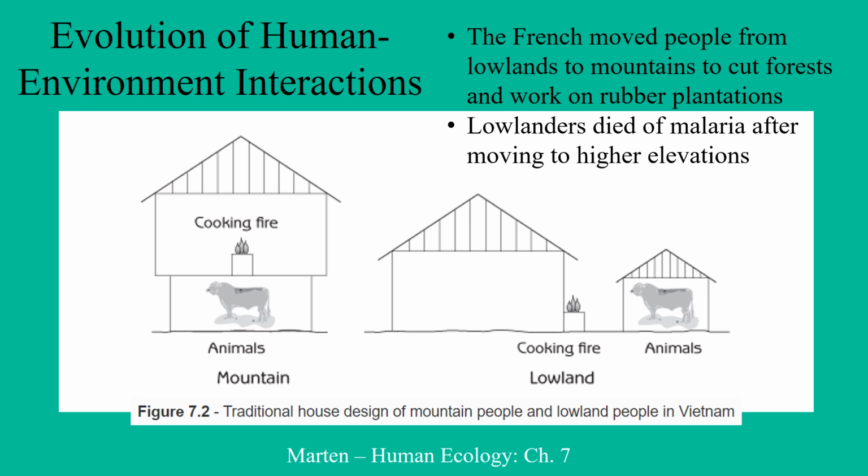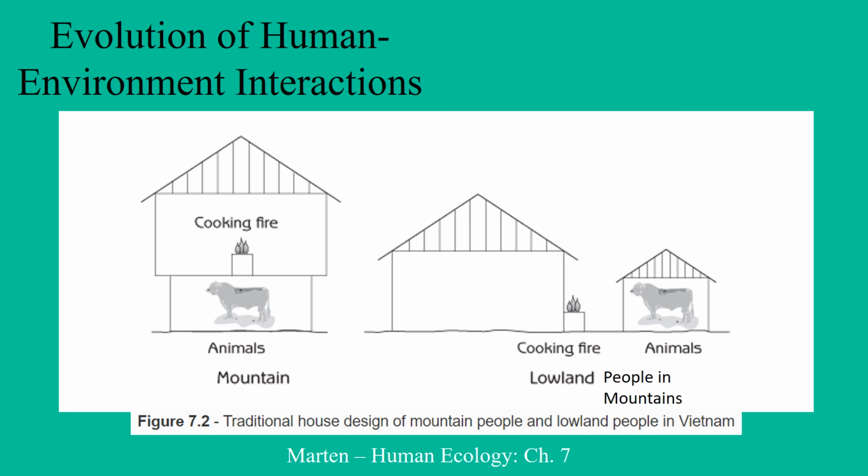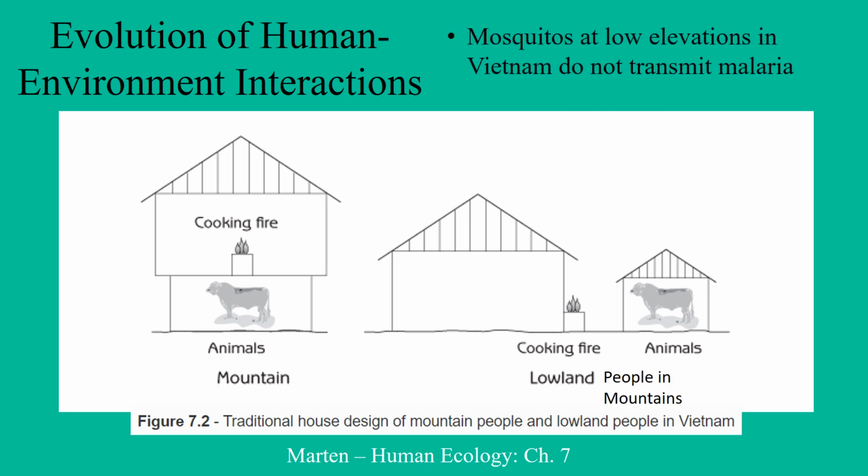So the lowlanders moved to high elevations. Basically, this is how they knew how to build houses, so that's how they built houses at high elevations. And they found that they were catching malaria and dying of malaria after they moved to higher elevations. Well, what's the reason why this happened? First of all, at low elevations, the mosquitoes in Vietnam don't transmit malaria. So that was never an issue for people that lived in the lowland.